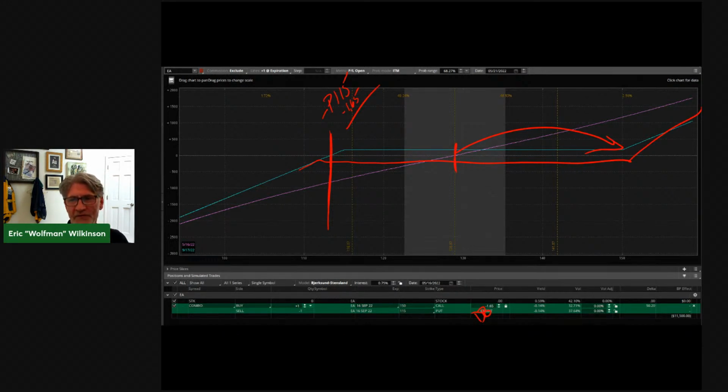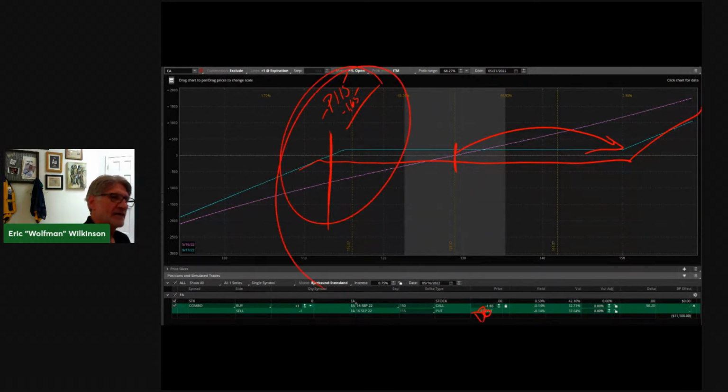What would you rather have? Right, break even. All right. So build this strategy out for a credit, because that gets your break even to the downside. You don't have to push that rock up the hill in order to get to profitability. All right.